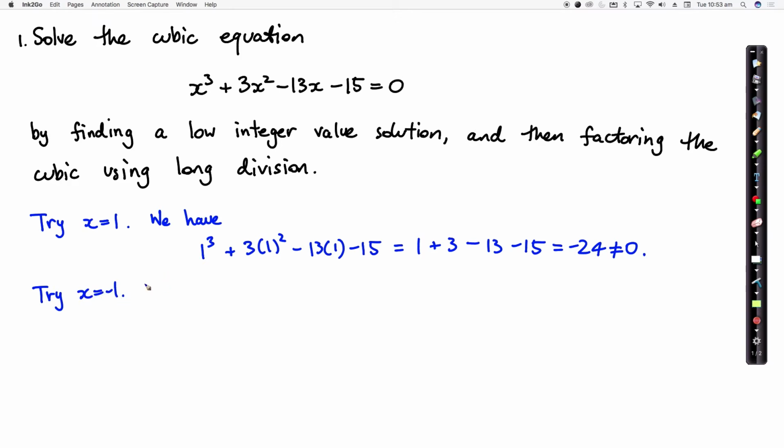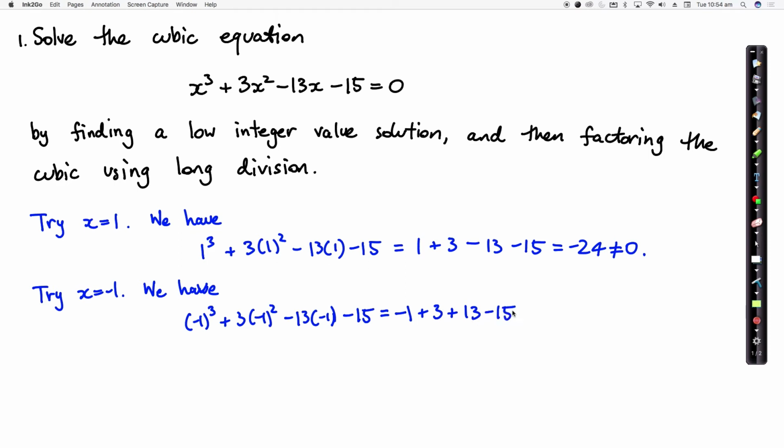So we're doing exactly the same thing, but this time substituting in minus 1 to the left-hand side. So we have minus 1 cubed plus 3 lots of minus 1 squared minus 13 lots of minus 1 minus 15. So whenever we're dealing with negative numbers, we've got to be a bit careful. So minus 1 cubed is minus 1. Plus 3 lots of minus 1 squared is 3 lots of 1, so that's plus 3. Minus 13 lots of minus 1, the 2 minuses there make a plus, so you get plus 13.